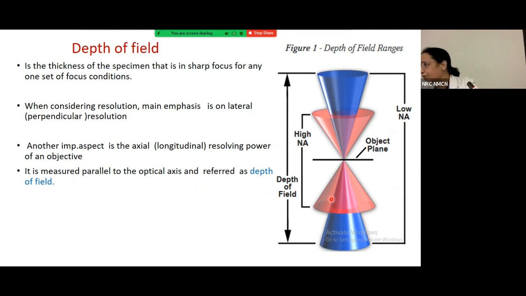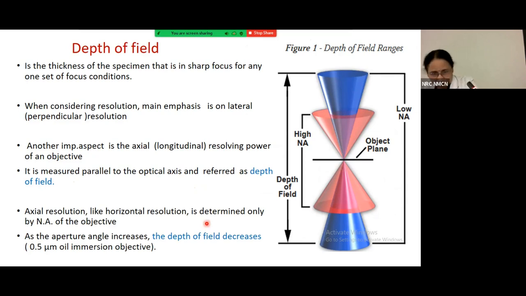When we consider resolution, we generally talk about lateral resolution. But this is also important. This is called axial or longitudinal resolving power. It is measured as depth of field. So just like horizontal resolution, it is also determined by the numerical aperture of the objective. As the aperture angle increases, the depth of field decreases. So it is very less, or it is least, with an oil immersion lens.